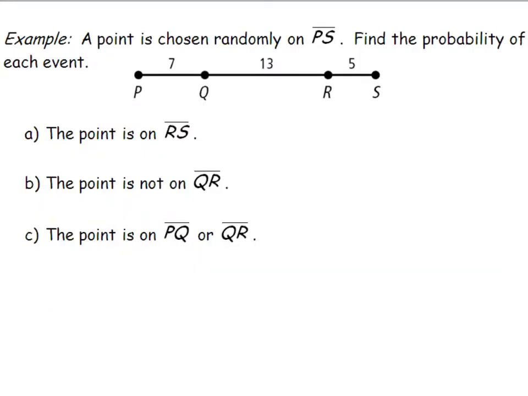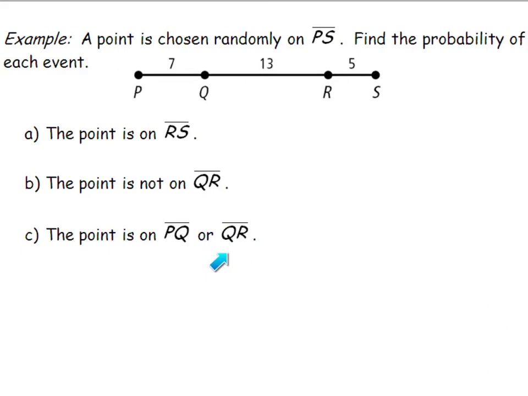So let's take a look at this example. In this example, we're dealing with geometric probability dealing with length. We're going to choose a point that is randomly situated on our line segment PS, and we're going to find the probability of each of these three possible events.